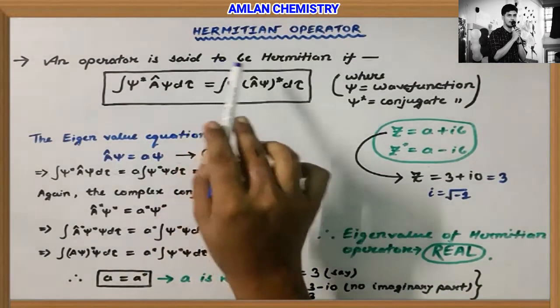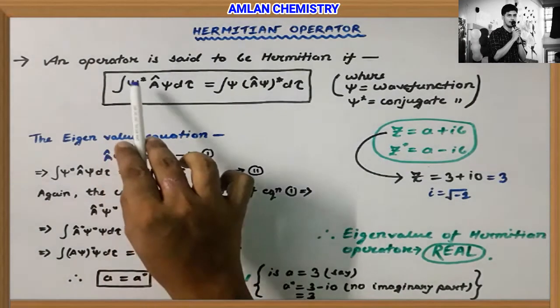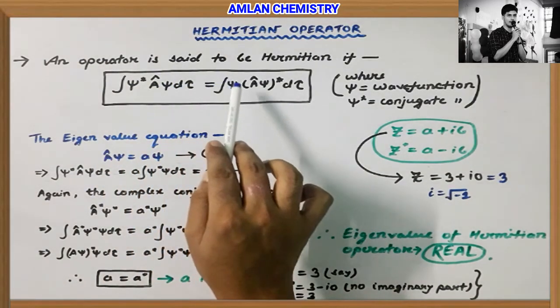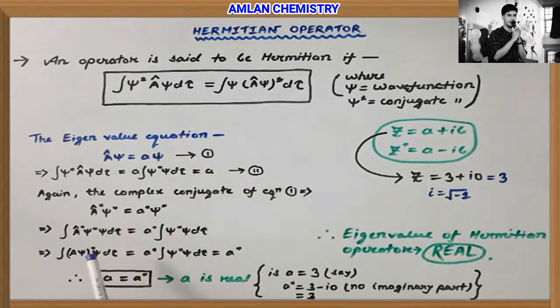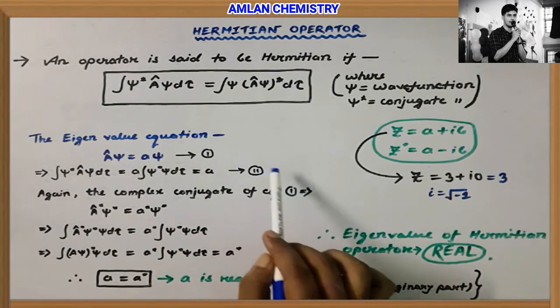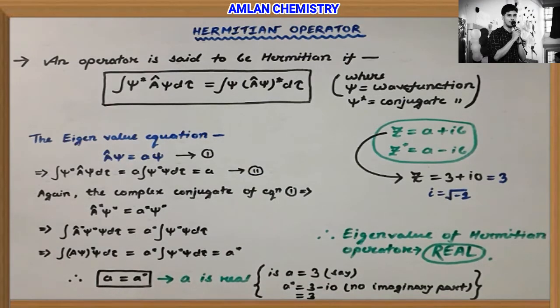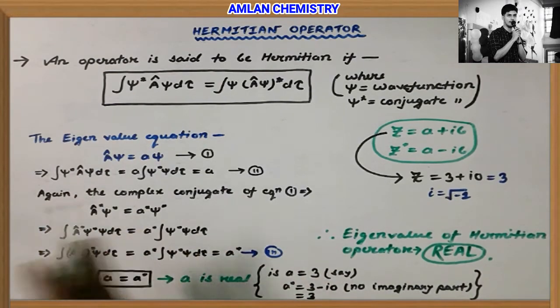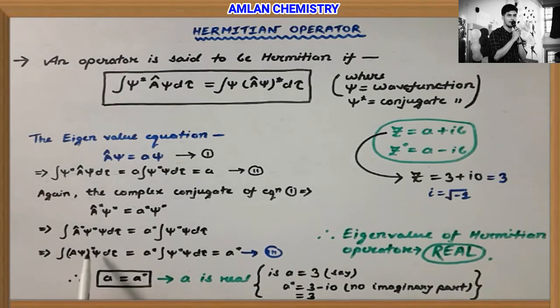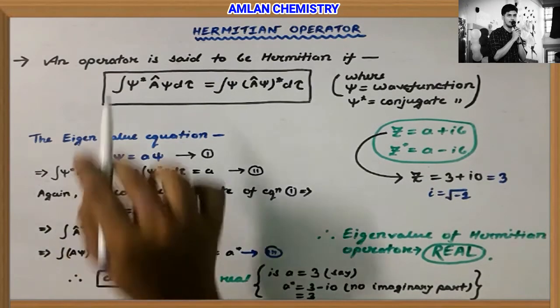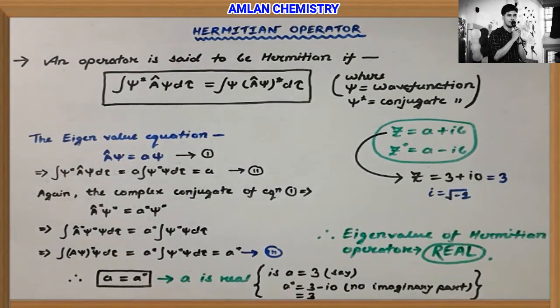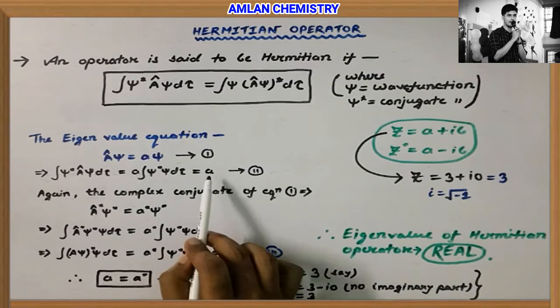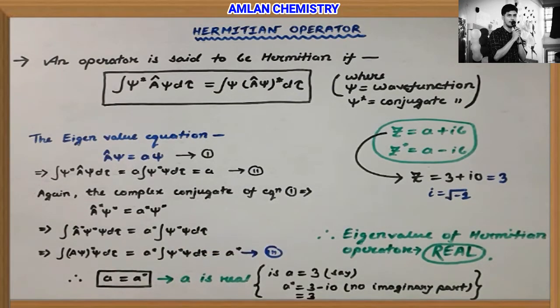So from the Hermitian operator definition, the integration of psi star A cap psi d tau is equal to the integration of A cap psi whole star psi d tau. This is the same case here. You can see from equation 2 and equation 3 the integration of psi star A cap psi d tau on the left hand side, and here the integration of A cap psi whole star psi d tau, which should be equal according to the Hermitian operator criteria. So if it is equal, then a will be equal to a star.